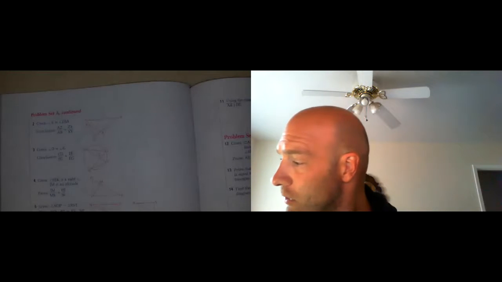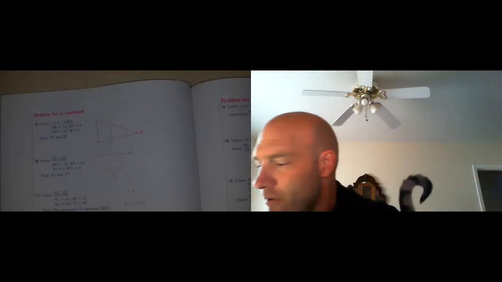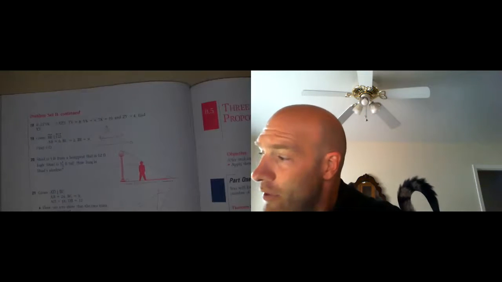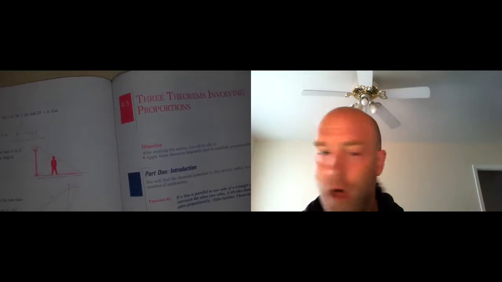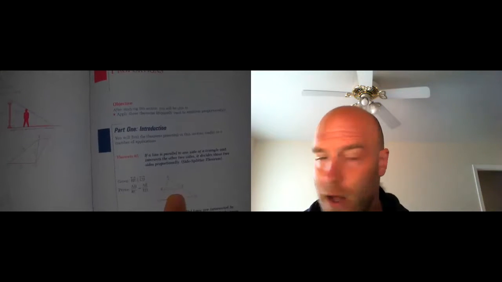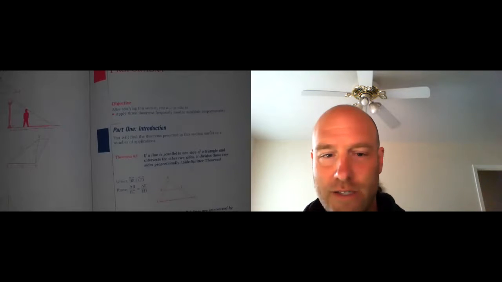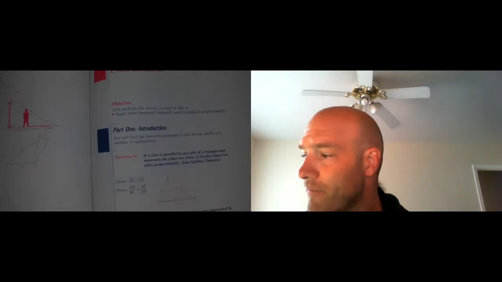In section 8.5, we learned two other theorems involving proportions. There were 3 in the book. We only did 2 of them. One of them, the so-called side splitter one, says that if a line is parallel to a side of a triangle and intersects the other 2 sides, it splits those sides proportionally.